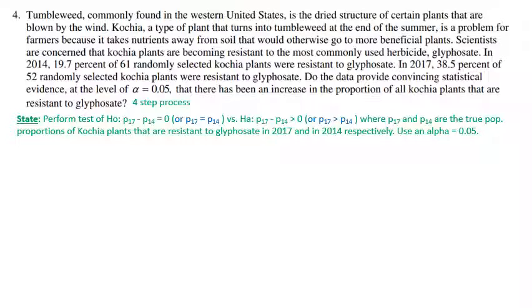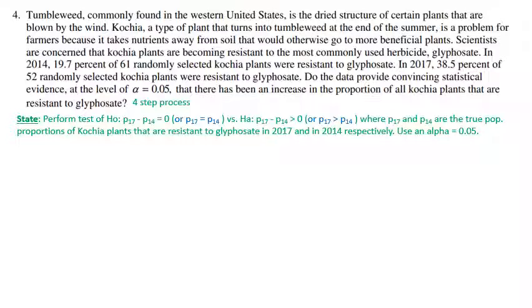All right, now we have to explain what P hat sub 17 and P hat sub 14 are. They are the true population proportion of cocklebur plants that are resistant to the herbicide in the years 2017 and 2014 respectively. And the third thing, make sure that you say what alpha level you're using.